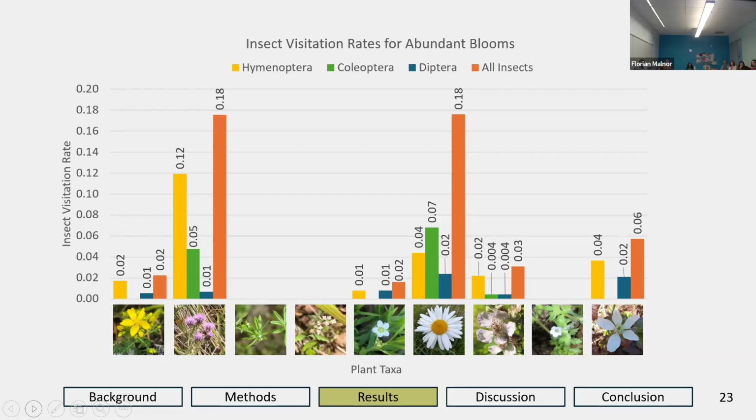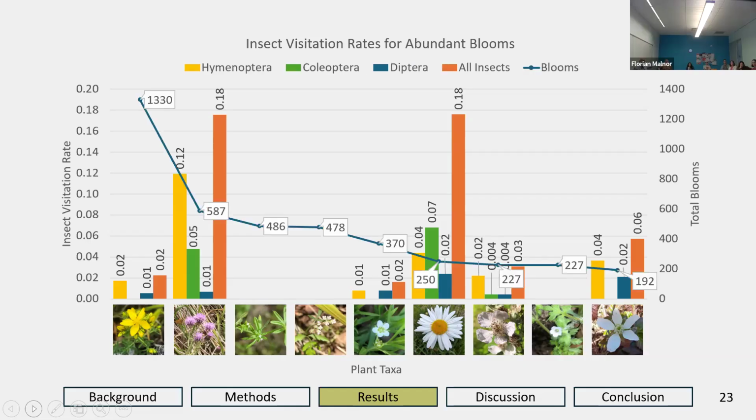Now, I'm going to add a second y-axis to this graph. Don't worry, I will explain what it means. This other y-axis on the other side is showing the total number of blooms for each of these plant species. So each of these dots represents the total number of flowers that I counted for each species below. So I counted 1,330 flowers for common St. John's wort, but it only had a visitation rate of 0.02 for all insects.